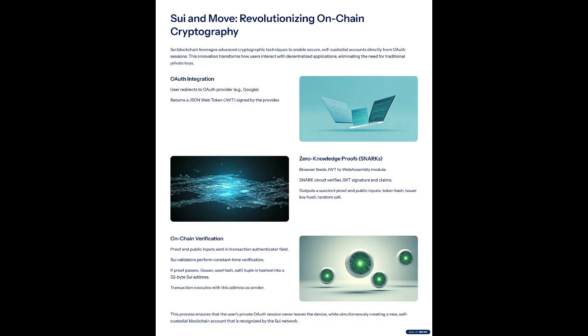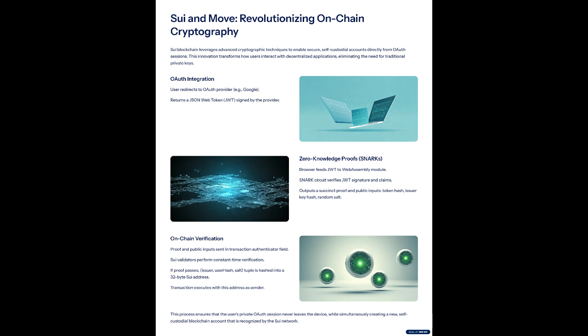Let's zoom into the cryptography. Step 1 is pure OAuth. Your front end redirects to Google, the user hits allow, and Google returns a JSON web token signed with its private key. Step 2 is where the magic starts. The browser feeds that JWT into a WebAssembly module that implements a proven SNARK circuit. The circuit checks the token's signature against Google's public key and verifies claims like expiry and audience.